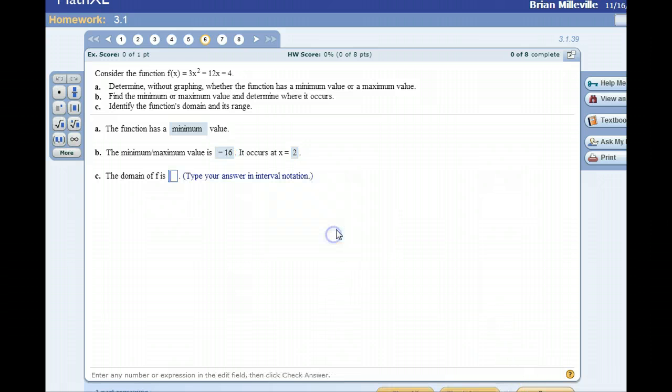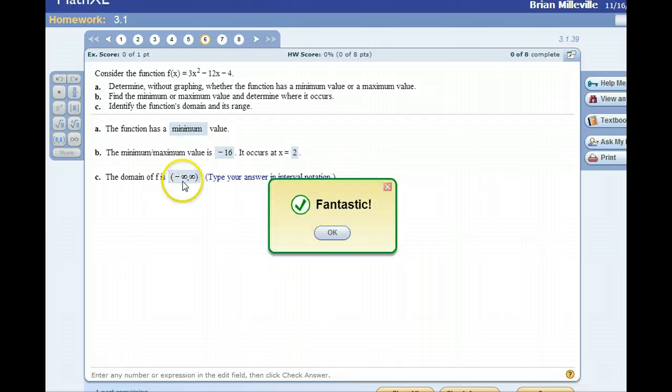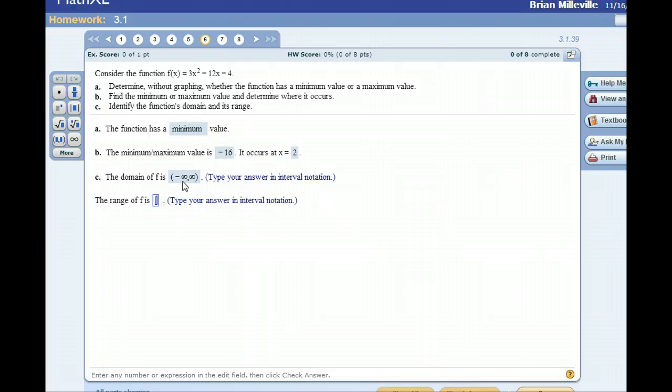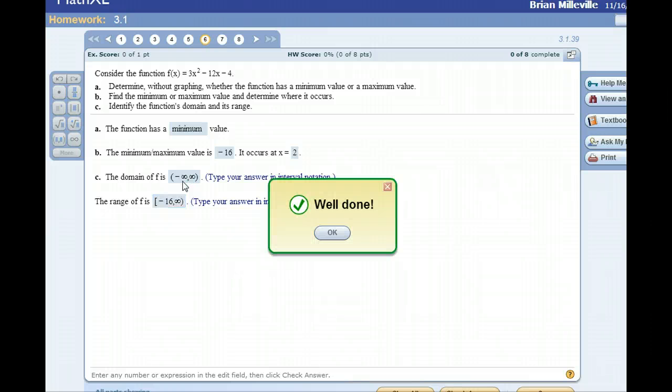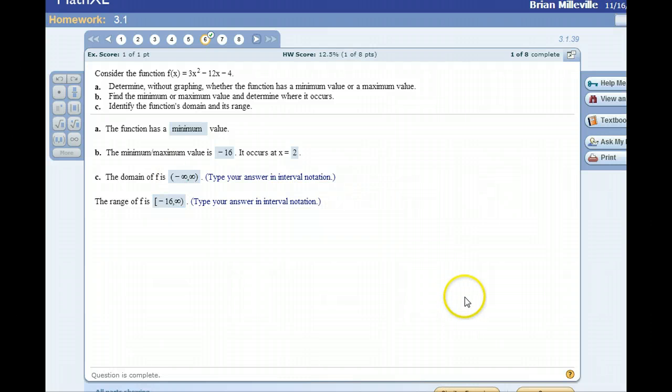Now we want to type in the domain of this function. The domain is going to be negative infinity to infinity. And the range we said, negative 16 is our lowest y value. We don't have a highest y value, it goes up forever, so it's going to be negative 16 to infinity. And that's all there is to do for this problem.